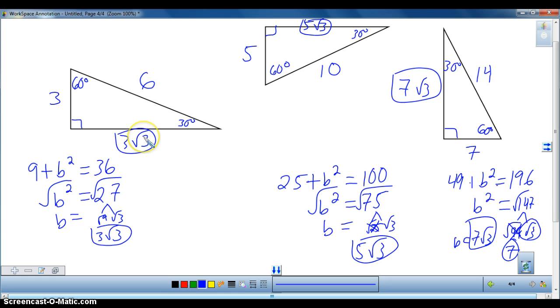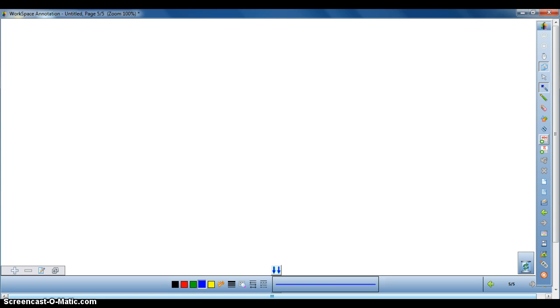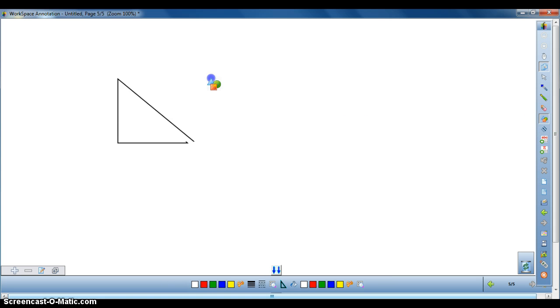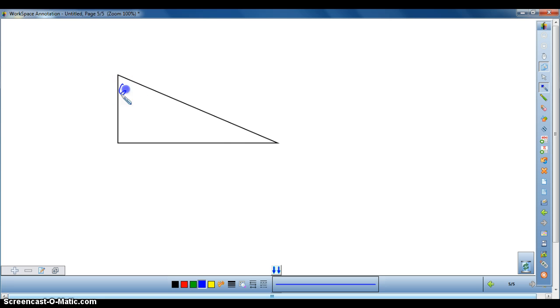So with these, the difference is that our goal always needs to be to figure out this shorter leg. Once we have that, we should be able to figure out the longer one. So let's go ahead and try another problem related to this. I'm going to draw one of these special right triangles, these 30, 60, 90. So 60 degrees, 30 degrees here. And I'm going to give you that the hypotenuse is 12.